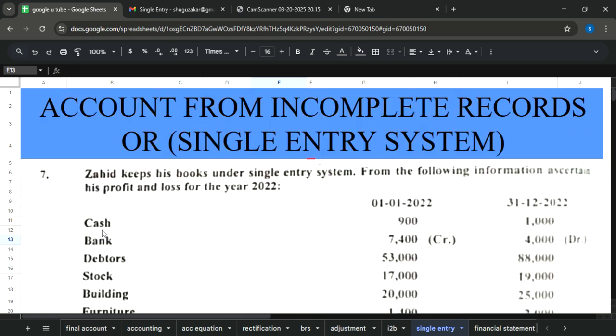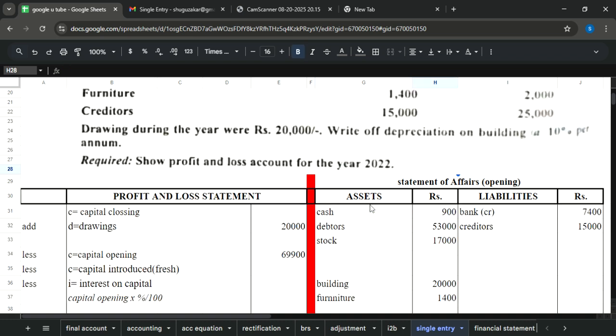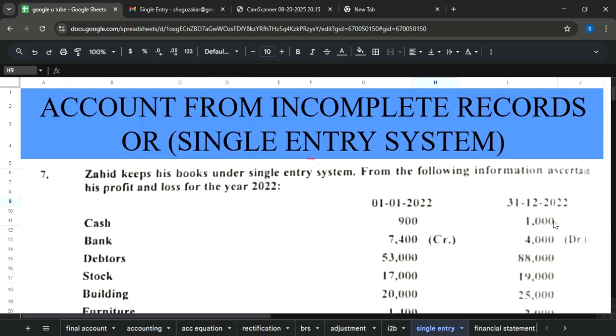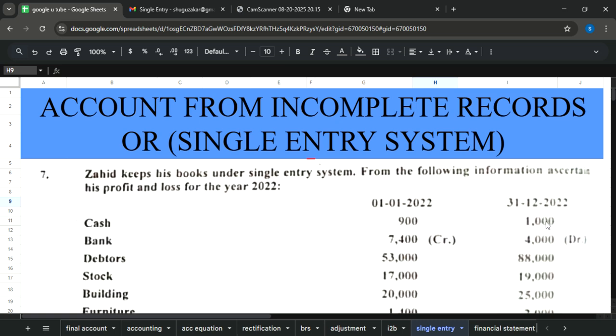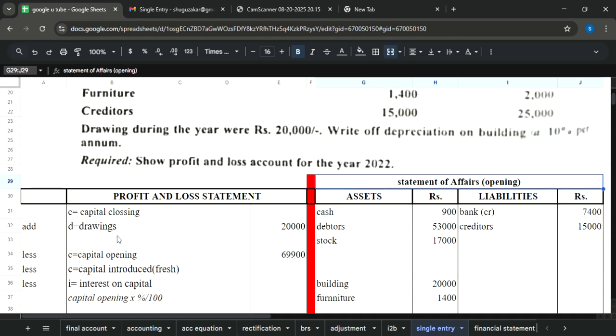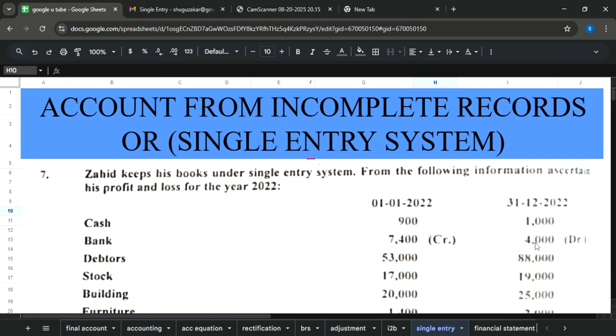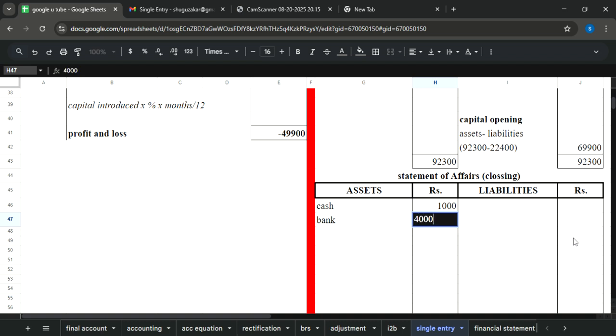Now first is cash. We are going to start the closing statement. Here you will mention cash. Amount of cash is 1000. Write down 1000 in the closing asset side. Then we have bank. Bank is also a current asset. Amount of bank on the closing side is 4000, but it is written debit, so it would be an asset. Bank 4000 you will mention in the closing asset side.